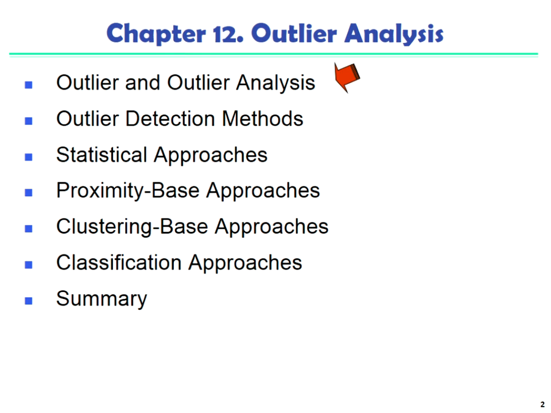Let's begin with the first question. What is an outlier? Odd values. So there is a difference between an outlier and normal data. An outlier is a data object that deviates significantly from the normal objects.